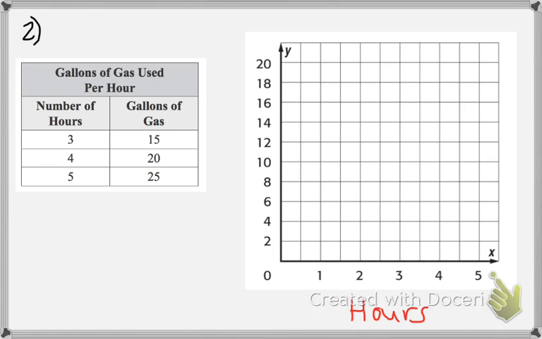Okay, on the side, I'll just put, that's a G, gallons. Okay, so now let's plot our points. Our first ordered pair here, right? We got 3 and then 15. So we go to 3 for hours, and then we go up to 15. Now this is in 2s, so we'll go right between, right here.